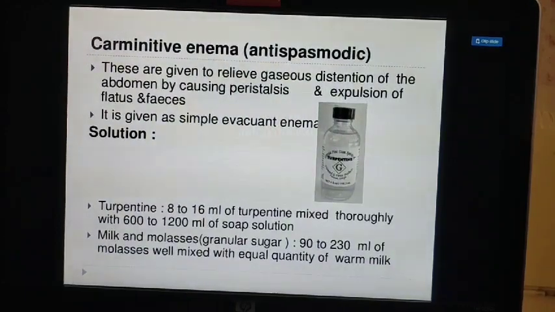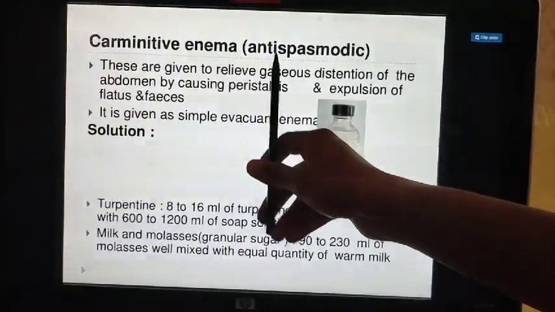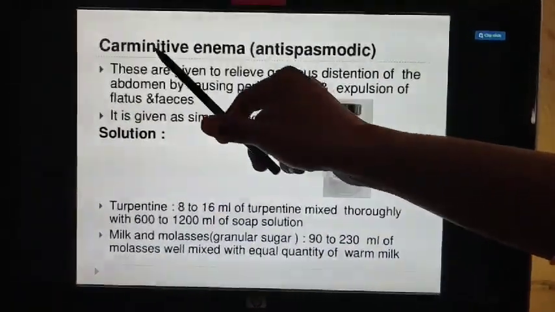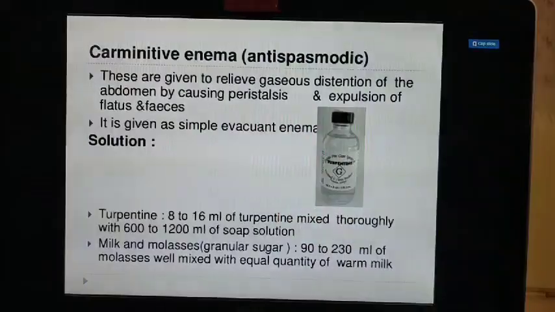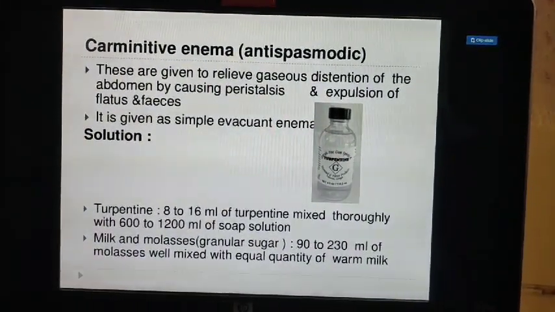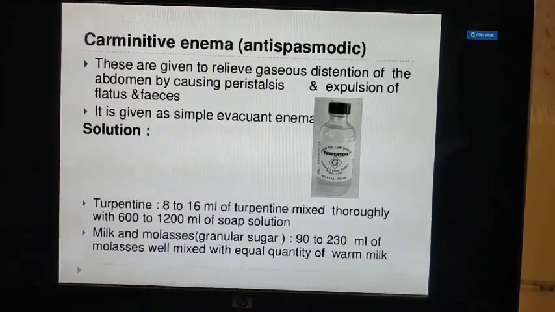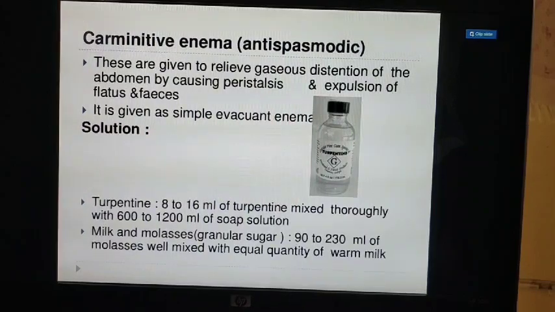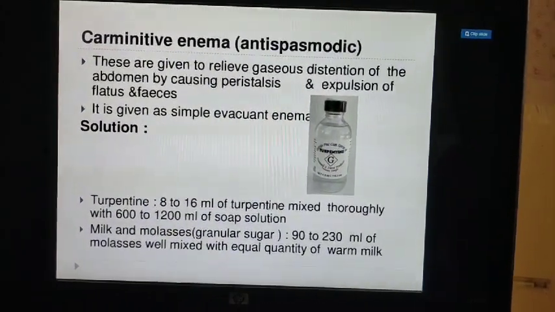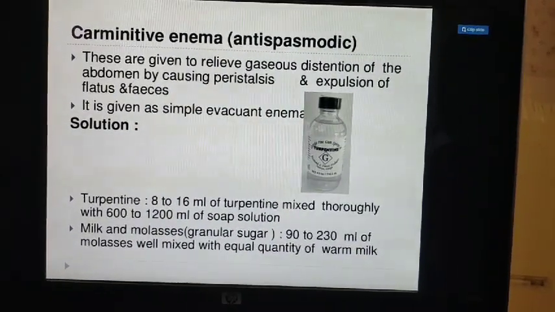Next we'll see carminative enema or antispasmodic enema. Spasmodic means what? The painful. But antispasmodic we are giving, that we call carminative enema. These are given to relieve the gaseous distension of the abdomen by causing peristalsis and expulsion of the flatus and feces. Clear? Abdominal distension happens because of the accumulation of gas. In that condition, we have to give this antispasmodic enema.